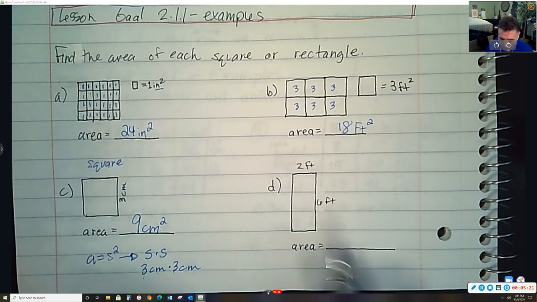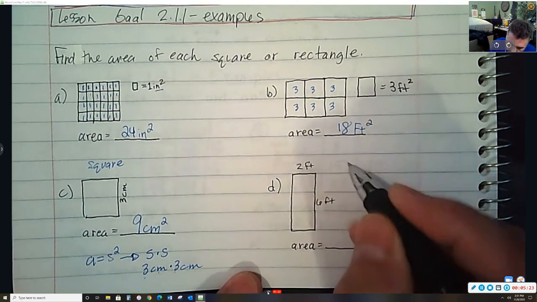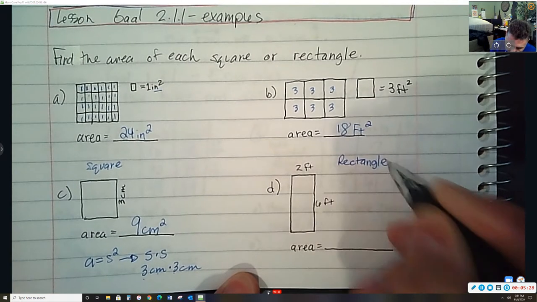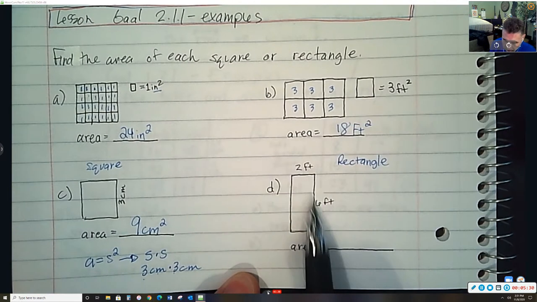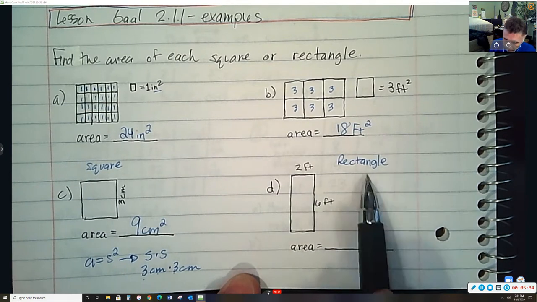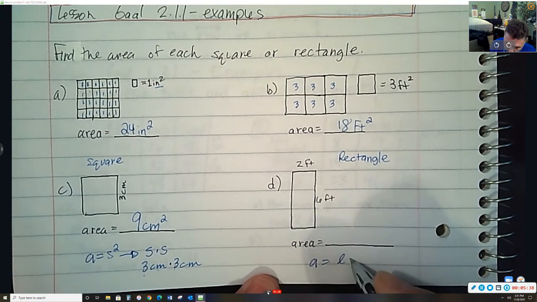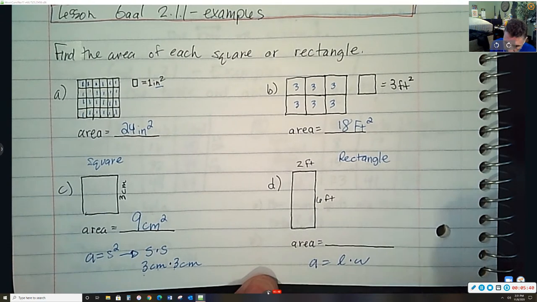And in D, this is more obvious that this is a rectangle. I know it's a rectangle because the lengths are different. The width and the length is different, right? So for the rectangle, the area formula is area equals length times width. Okay.